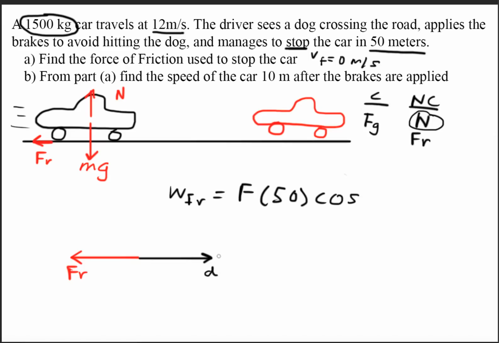This is our displacement vector. Now, if you draw the angle, it forms 180 degrees. So the angle is 180 degrees. And if we solve for this, we get a negative 50 times our force of friction. And what this essentially tells us is, yes, the force of friction is a non-conservative force that does work on the system.